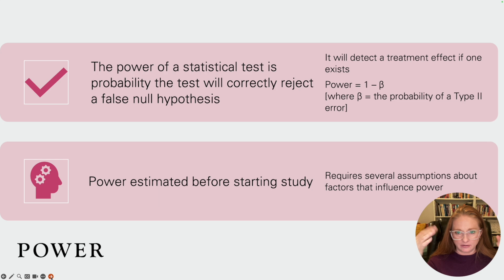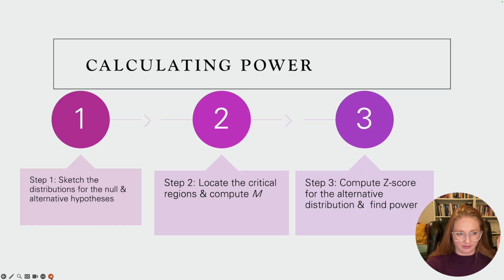We used to run it by hand. SPSS and other software runs it for you now, so don't freak out about it. If you run it by hand, you sketch the distributions for the null and alternative hypotheses, locate the critical region, compute the mean, compute the z-score for the alternative distribution, and then you find power. But again, we have software that runs it for us. I'm going to go back up one.